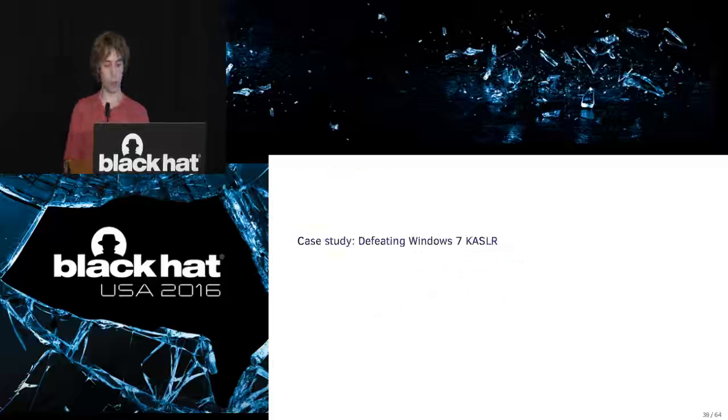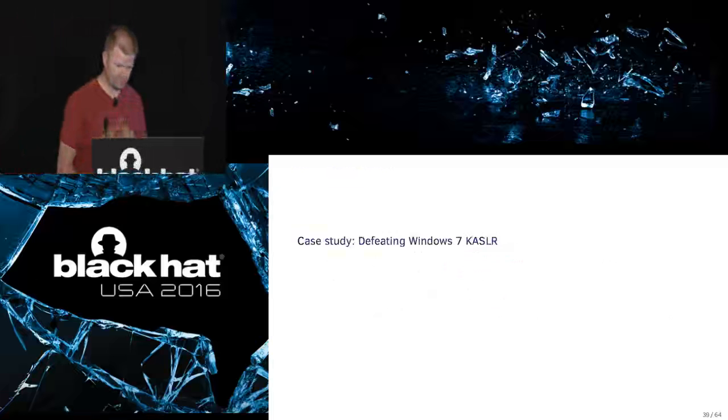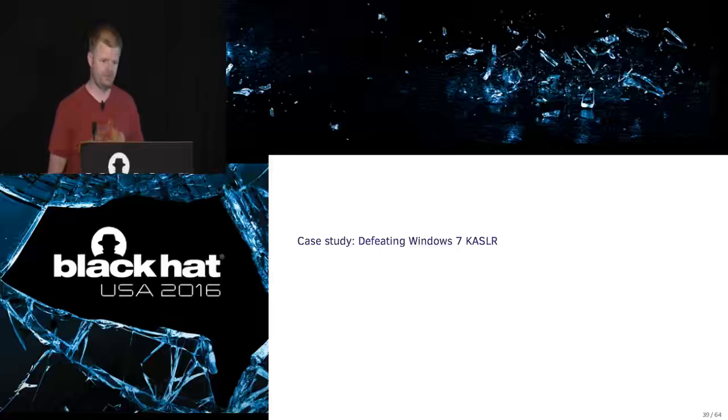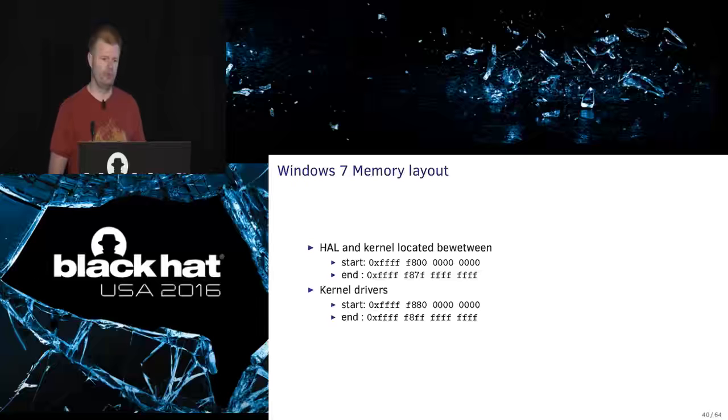Next we talk about defeating Windows 7 KASLR. So here is a case study in how we can actually mount an attack with what we got so far. First we need to notice that the Windows 7 memory layout is pretty fixed. We know that the HAL and the kernel are always located between the addresses where it says start and end, and kernel drivers are located in another region. Where they actually start is randomized, but they are in these regions.